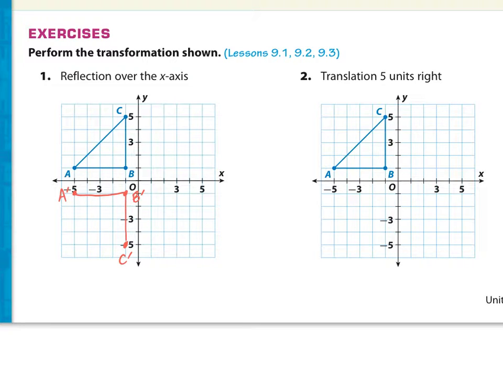Okay, some important properties you need to remember for this test is that when we do a reflection, you're going to end up with the same size and the same shape when you compare the image to the pre-image, but it's going to be a different orientation. Okay, I'm not going to write down all the properties, but this is something you need to think about when you're comparing the image to the pre-image.